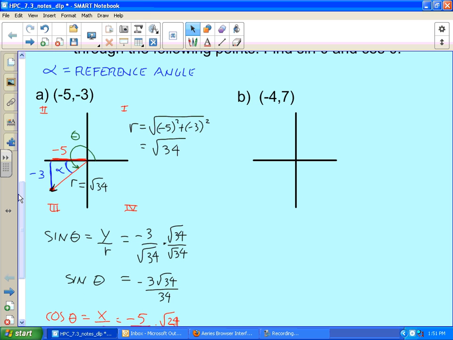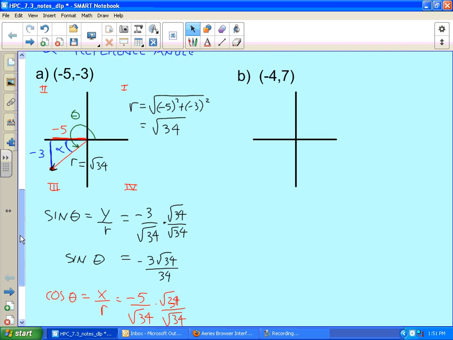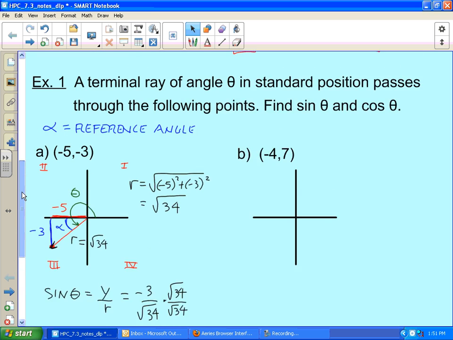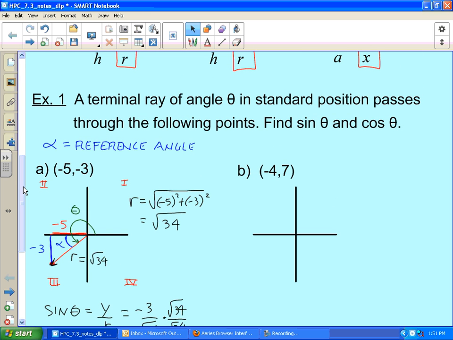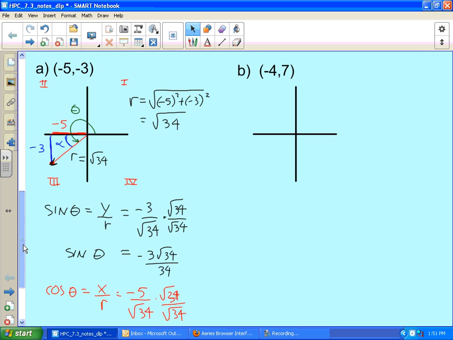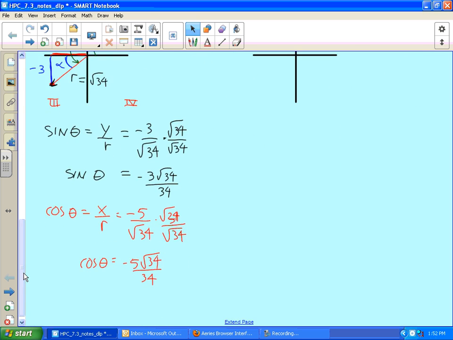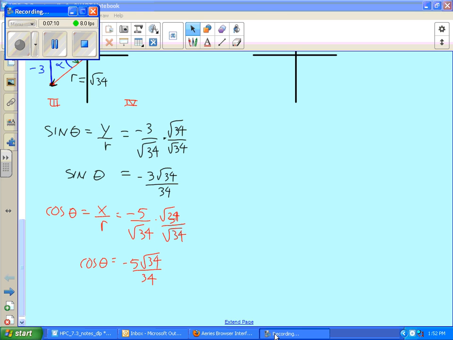Before we embark on that next one, questions on what we've done for A? Yes? How do you know which ones to use? When you say which ones, what do you mean? Cosine and tangent. How do I know which ones to use? First of all, this problem asks me to identify sine and cosine. It's telling me what to do, right? Does that answer your question? Any other ones? No? Okay, try B.